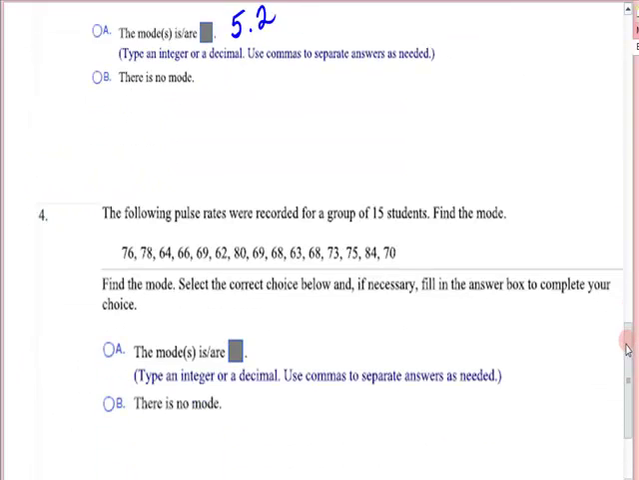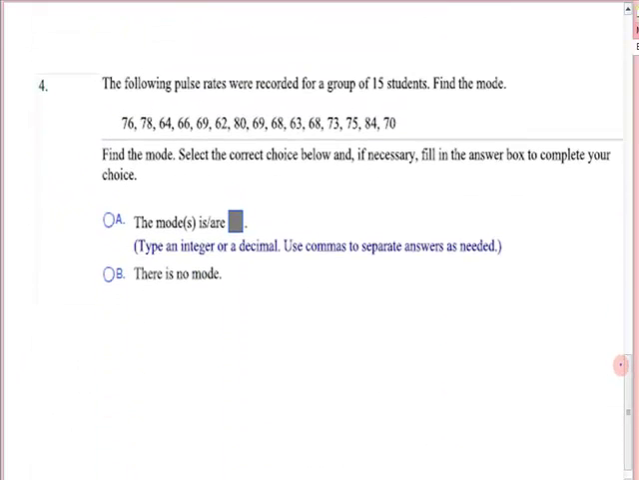Okay, let's look at number 4. Goodness, there are a lot of numbers here. I hope I can keep up. I'm just going to try to highlight those things that are repeated since I'm looking at mode. There's no more 76s. 78, there's no more 78s. 64s, I don't see any more. 66, nope. 69, yes. There's a 69, and there's a 69.